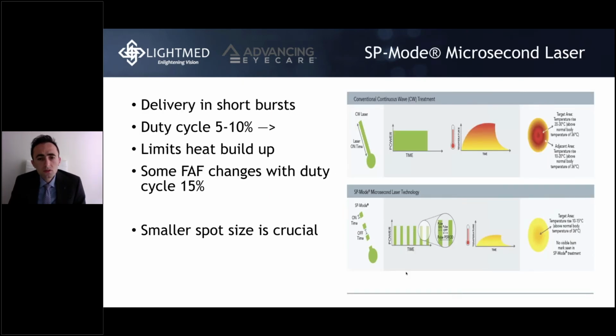So just to quickly sum up the SP-Mode microsecond technology after we discussed the 577 and the 561, you can see how the delivery is in short bursts. The duty cycle can vary between 5 to 10%. I've had excellent results with 5% and 7.5%. I always tend to be more on the conservative side when we're treating within the macula. The beauty of the SP-Mode is you limit the heat buildup within the retinal pigment epithelium and the photoreceptors, and you eliminate destruction of the tissues when you're treating these patients with macular pathologies.